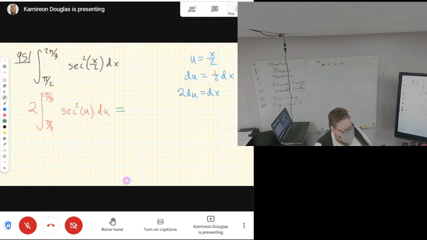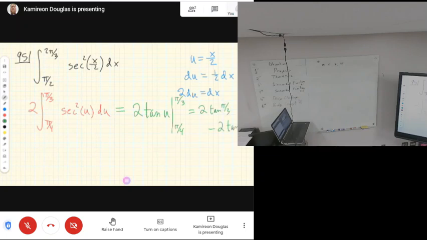The integral is tangent. So secant squared becomes tangent. The 2 that's out front stays a 2 out front, creating 2 tangent of u defined by pi over 4 and pi over 3. So then let's just put in the top one, subtracted by the bottom. So 2 tangent of pi over 3 minus 2 tangent of pi over 4. Notice the 2 is applied to both of them.